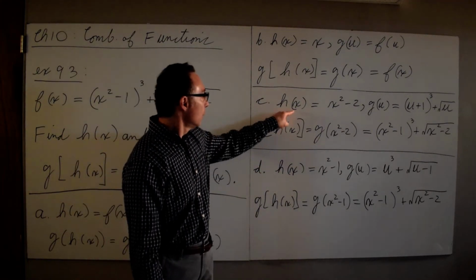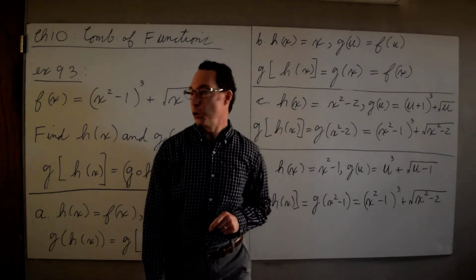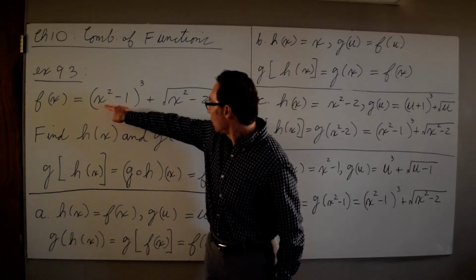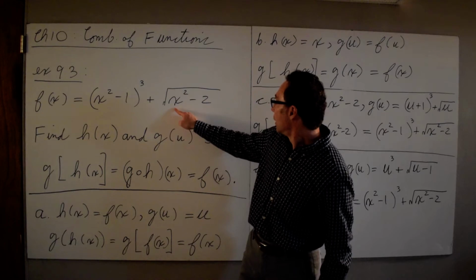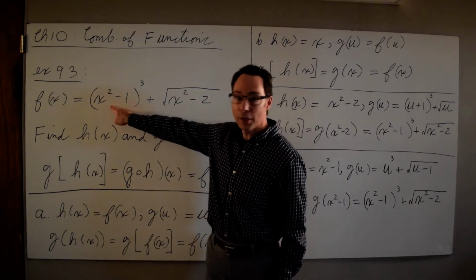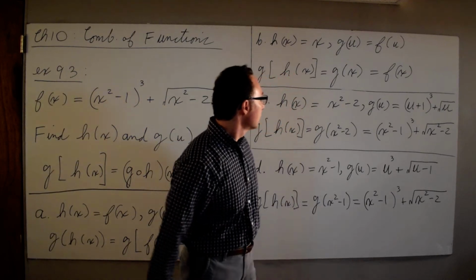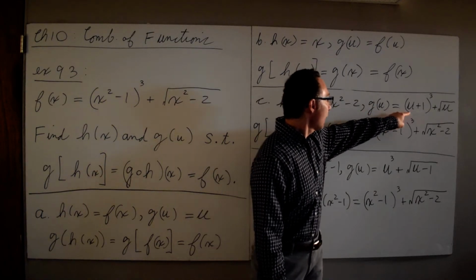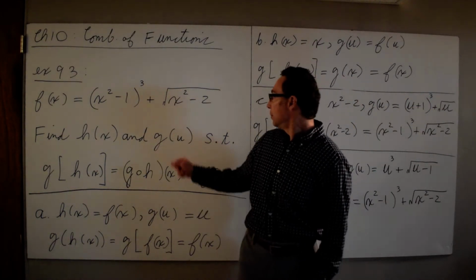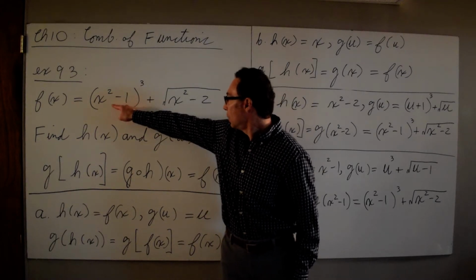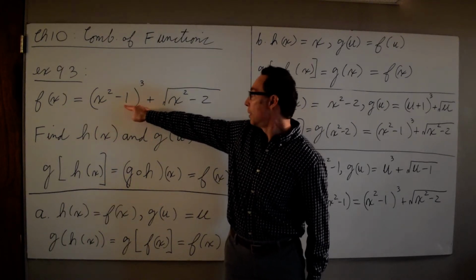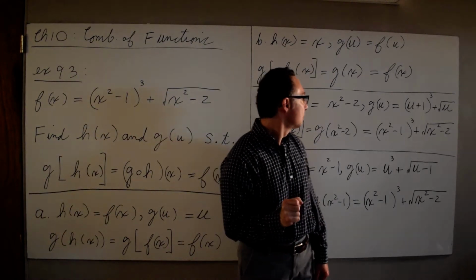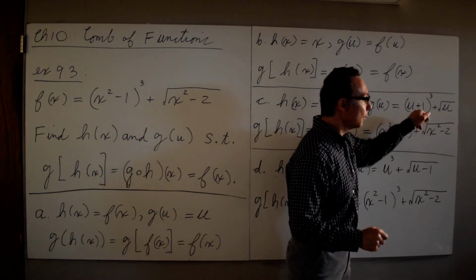For C, we're going to let h of x be x squared minus 2. Notice we have the x squared minus 2 right here. What is the relationship between x squared minus 1 and x squared minus 2? Well, if you take x squared minus 2 and add 1 to it, you have x squared minus 1. So if h is going to be x squared minus 2, what is g going to do? Well, it's going to add 1 to that and then cube it, because we have x squared minus 1, which is x squared minus 2 plus 1, cubed. And then g is just going to take the square root of u right here and add those together.